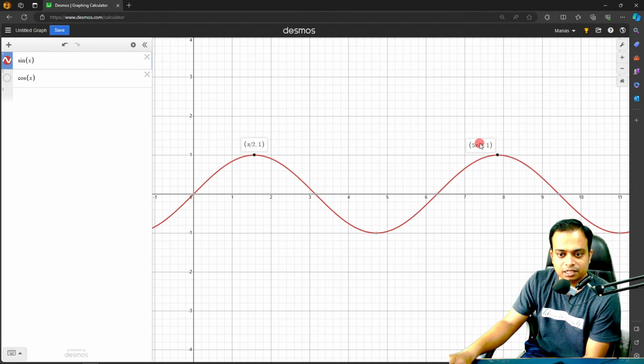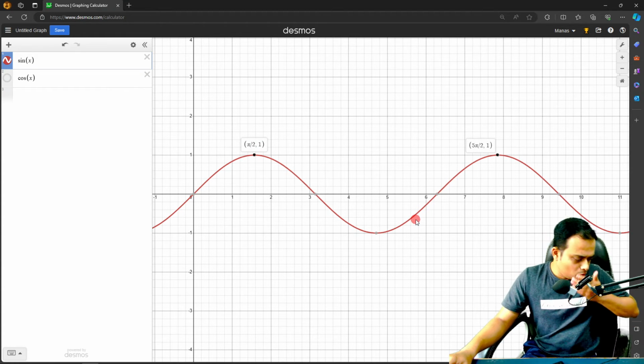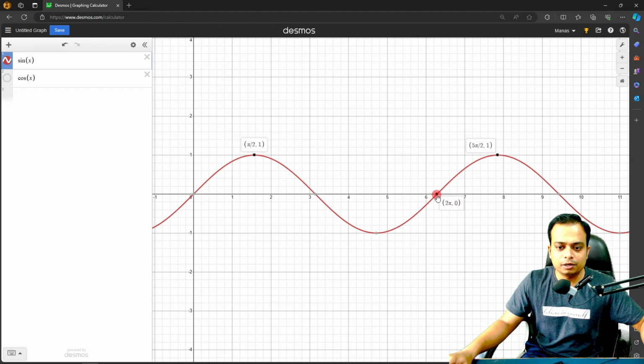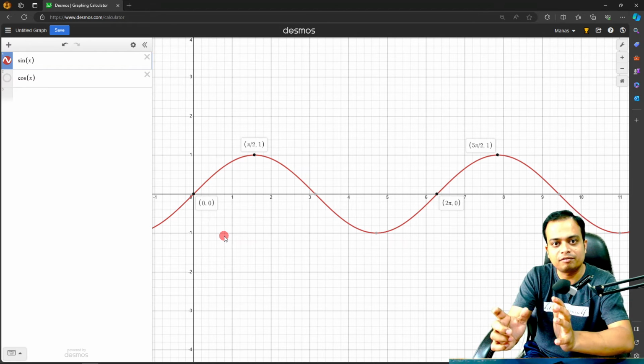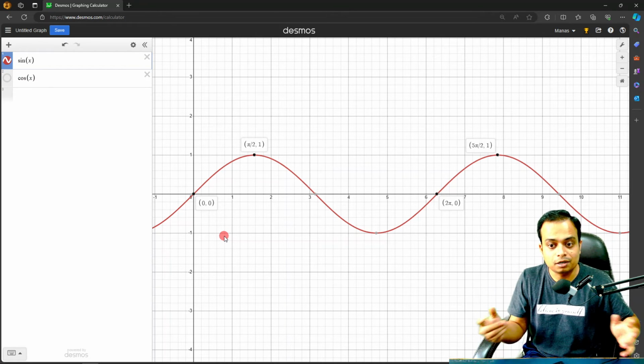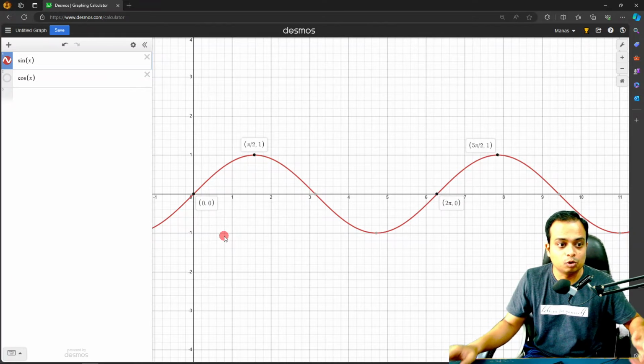What is that interval, sir? It is 5 pi by 2 minus pi by 2, that is 2 pi. So after an interval of 2 pi, the trigonometric function sin x repeats itself. Therefore, it is periodic about 2 pi.